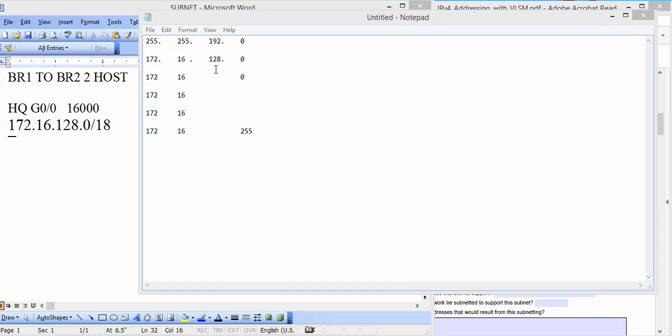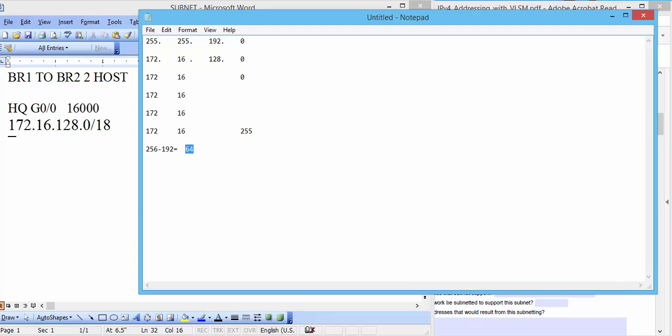Now we focus on 192 in the third octet. We have to find our magic number. We subtract 192 from 256 and we get 64. So in this case, this 64 is our magic number.